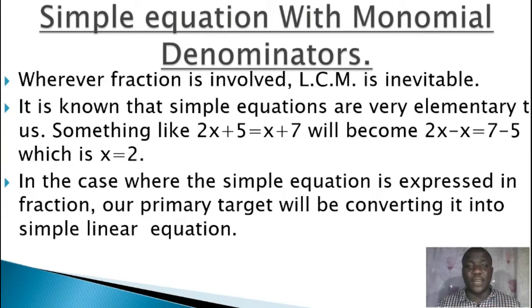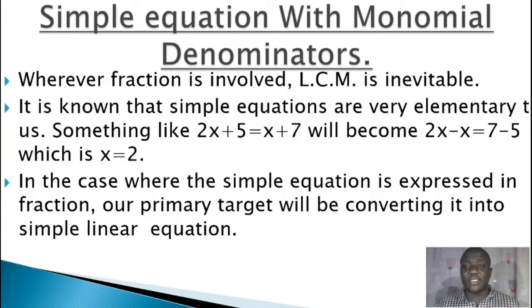What are the like terms here? 2x and x, 5 and 7 are like terms. 2x and x will be like terms on one side of the equation, and 5 and 7 will be like terms on the other side. So by collecting like terms, my equation becomes 2x - x = 7 - 5.